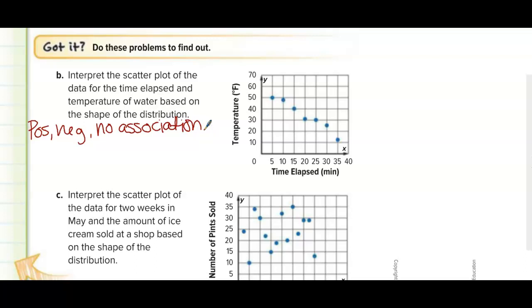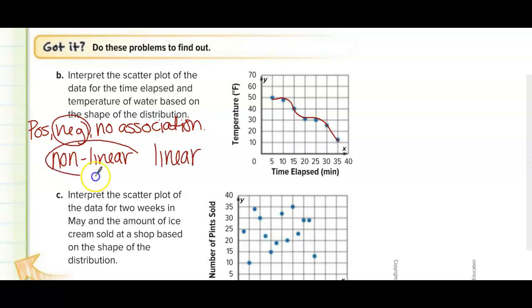Well, looking at my graph, reading it from left to right, in general, the information kind of goes down. So I would say it has a negative association. And then looking at that line that I drew in, it's not a straight line, so it can't be linear. It's going to be nonlinear. Because remember, you have two options, nonlinear or linear, and it doesn't go in a straight line, so it is nonlinear.